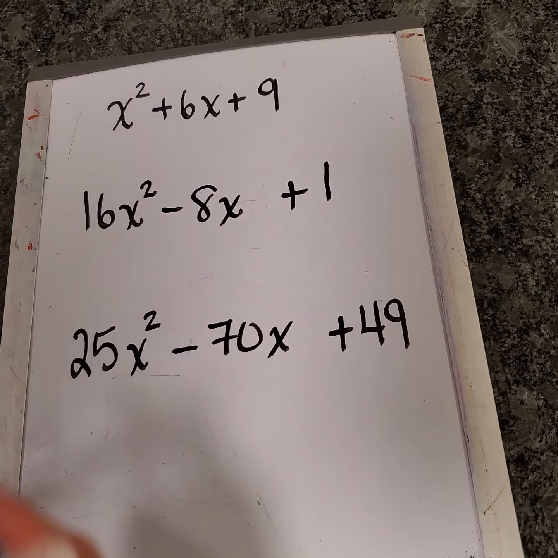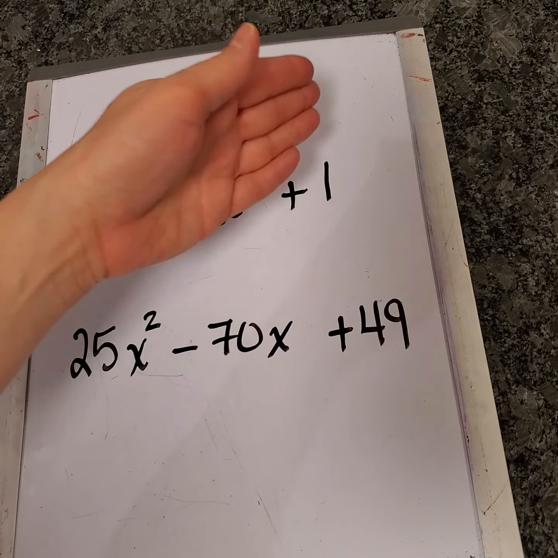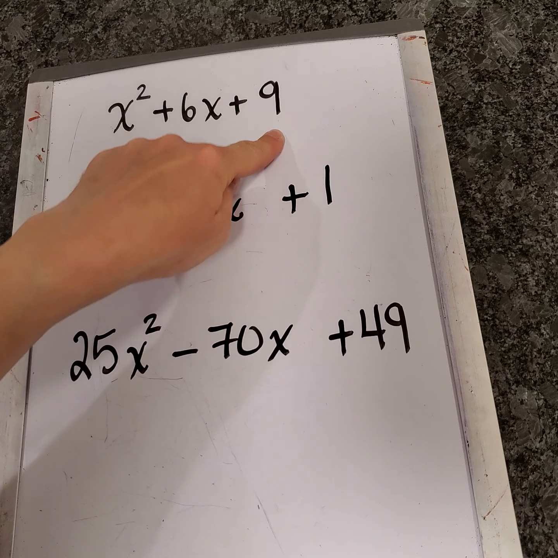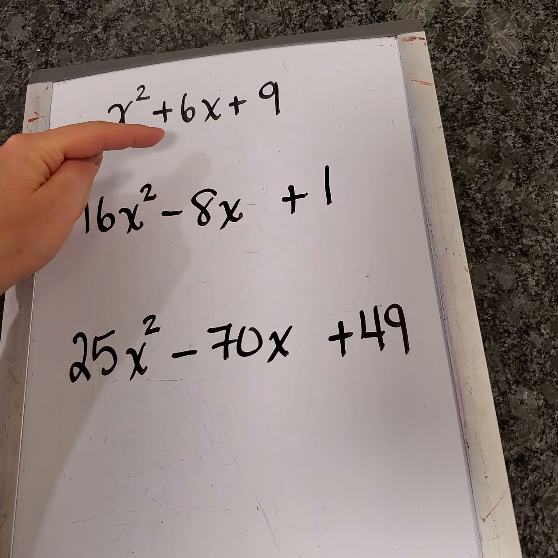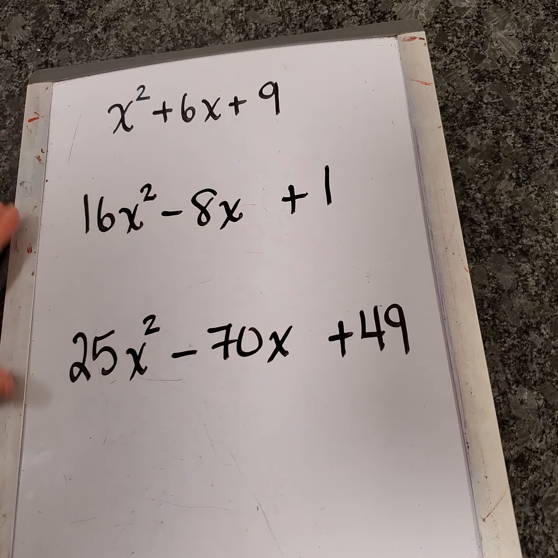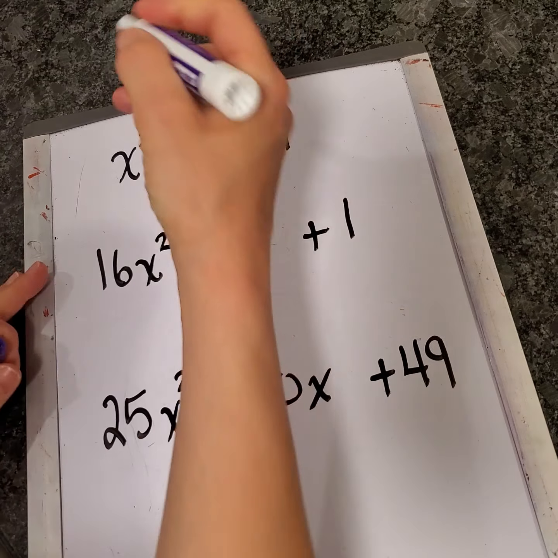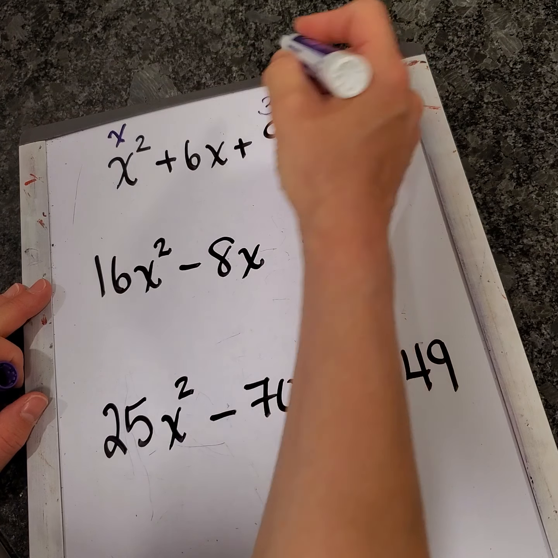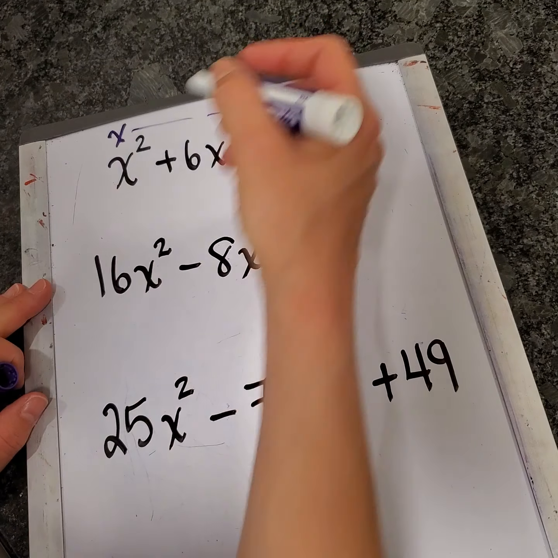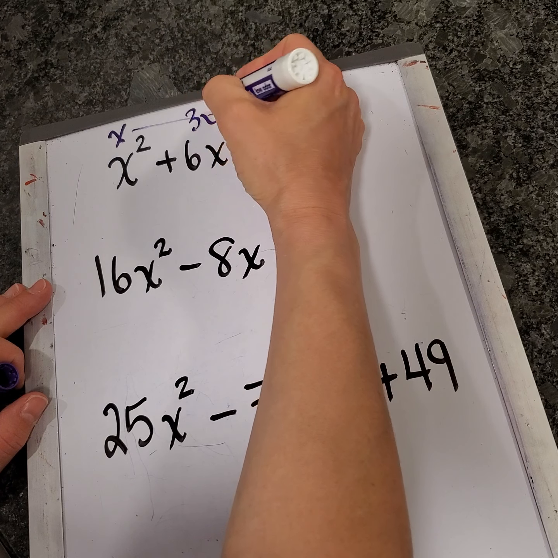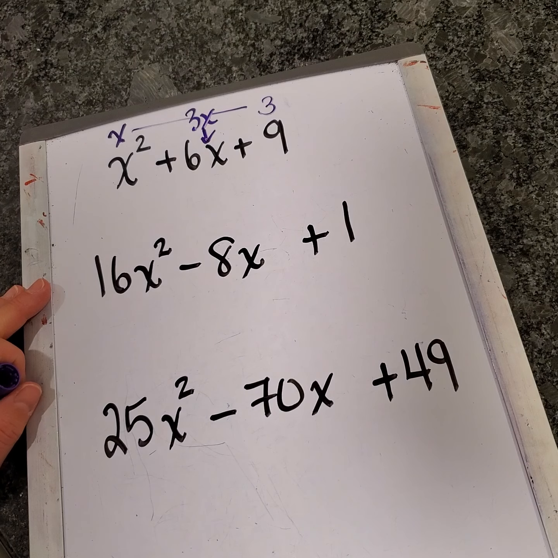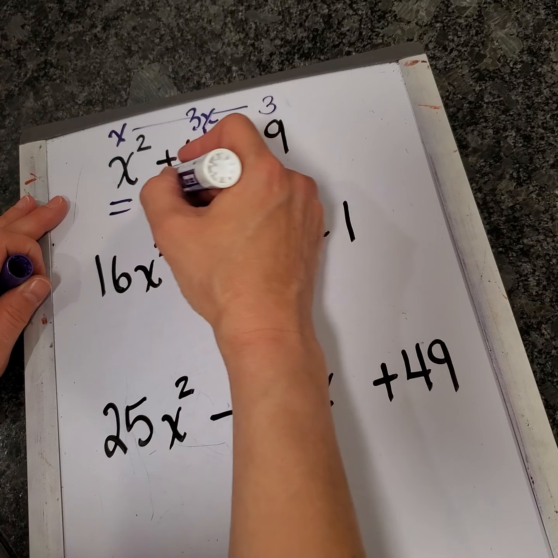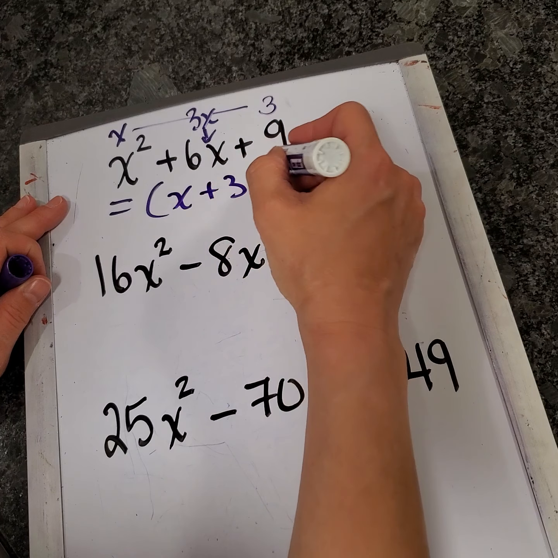So a perfect square trinomial is a trinomial where the first term's a perfect square and the last term's a perfect square, but you have to satisfy a certain condition for that middle term. So the square root of x squared is x, the square root of 9 is 3. When I multiply those together, I get 3x, and then when I double that, I get 6x. This is a perfect square trinomial, and look how easy these are to factor.